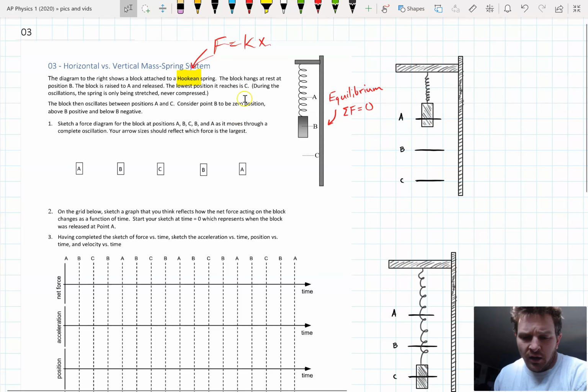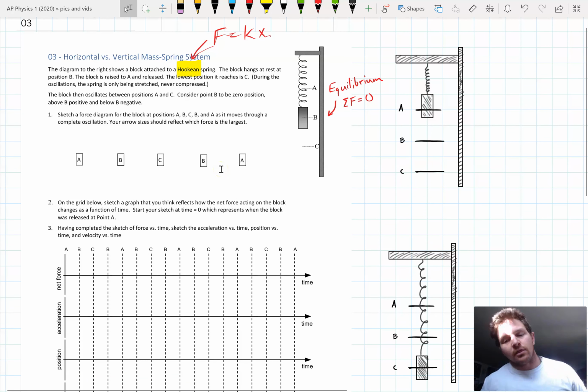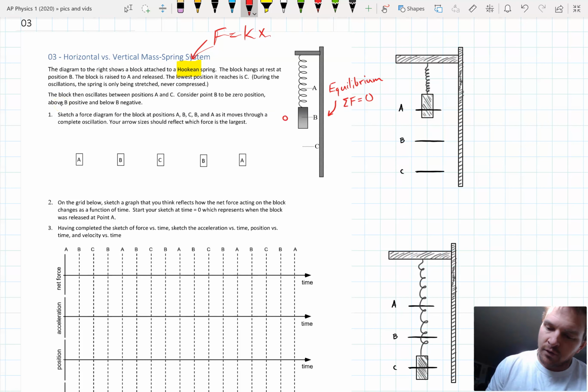All right. The block is raised to A and released. The lowest position is when it reaches part C down here. When it's raised to A, it looks like this over here on the right that I sketched out, and when it's at C, it's stretched all the way down to here. The block then oscillates between A and C. Consider point B to be the 0 position, and anything above B is positive. So if this is 0, anything up here is positive, and anything going down here is negative.